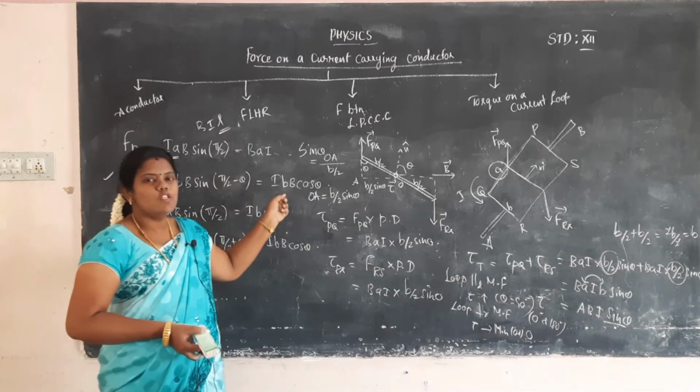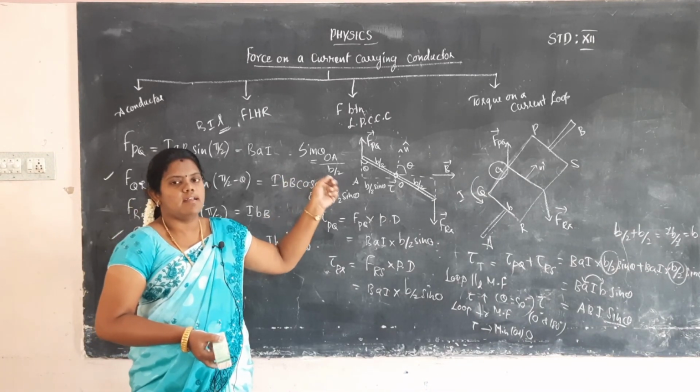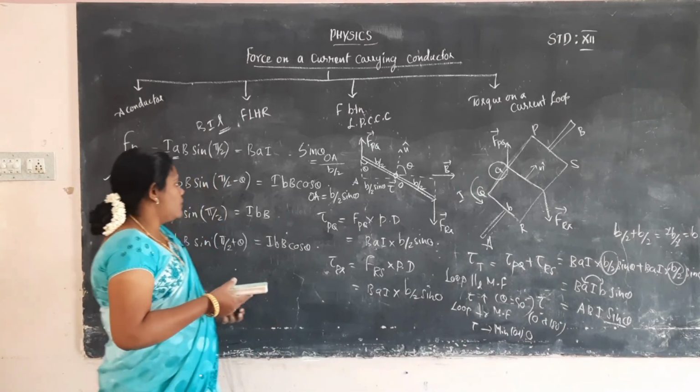So in today's session I explained force on a current conductor and Fleming's left hand rule, force between long parallel current carrying conductors, and torque on a current loop.